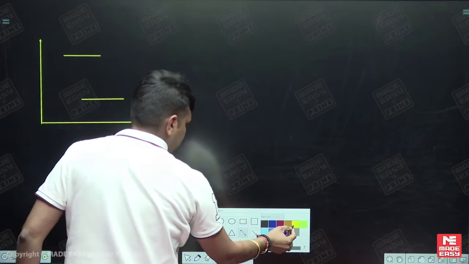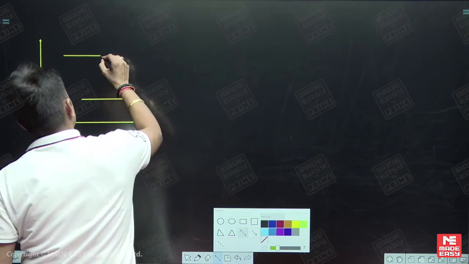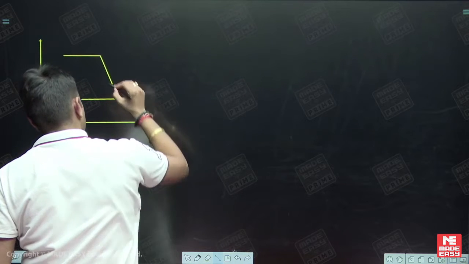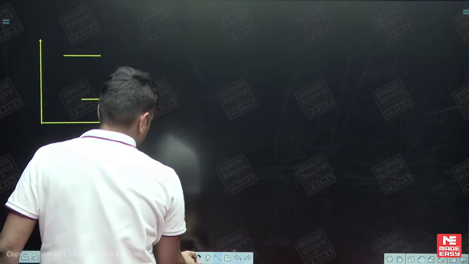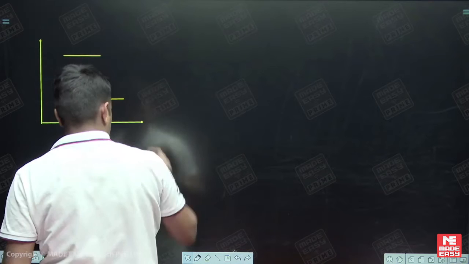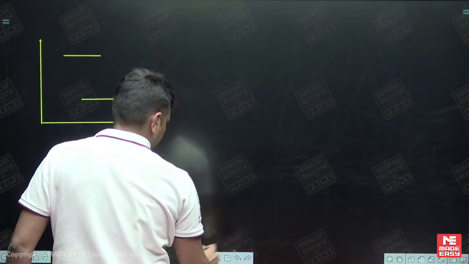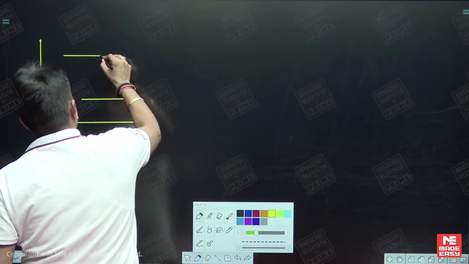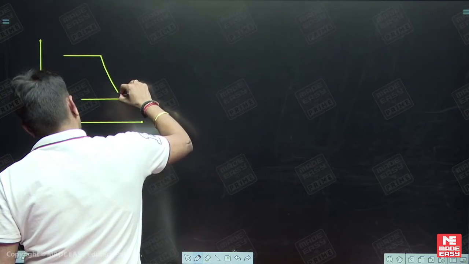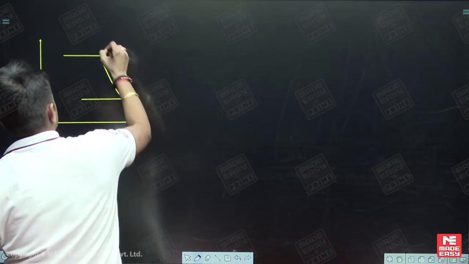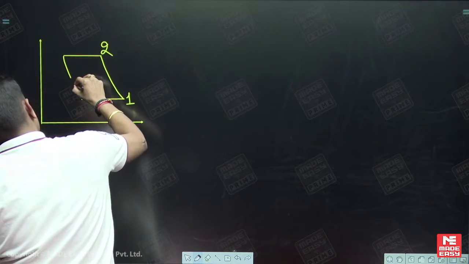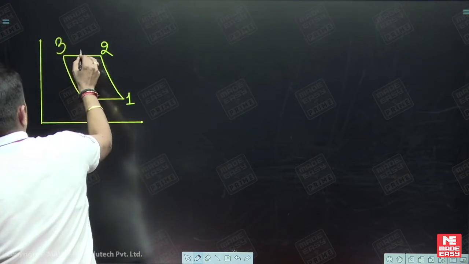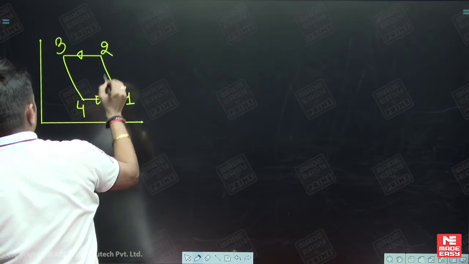So how to represent the polytropic and adiabatic processes on the PV curve? The representation is done by the curve type. So this is 1, this is 2, and this is 2 to 3, then 3 to 4 and 4 to 1.